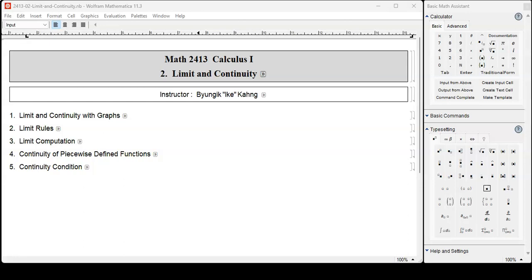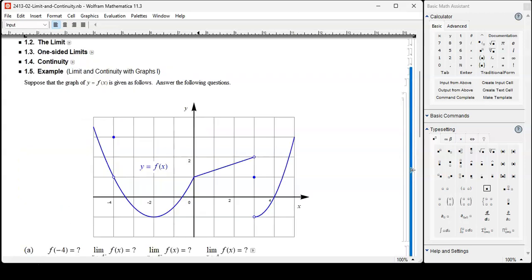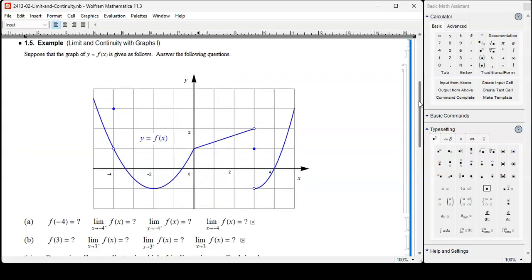Hello students, welcome back. Previously, we went through the limit concept and notation through a graphical approach. We're going to consider the other two approaches later. For now, let's stick to the graphical approach. We went through this example previously.